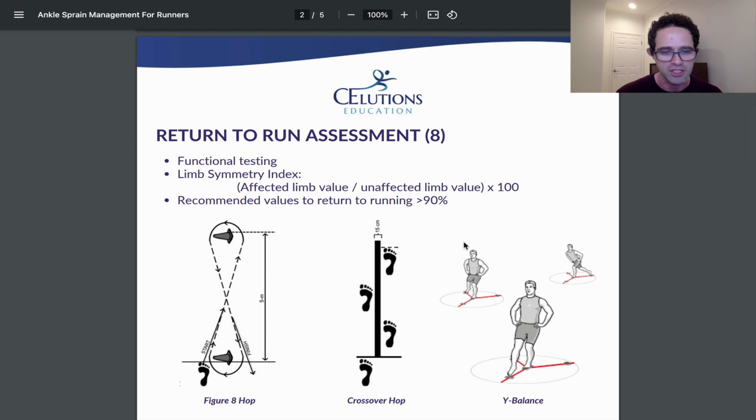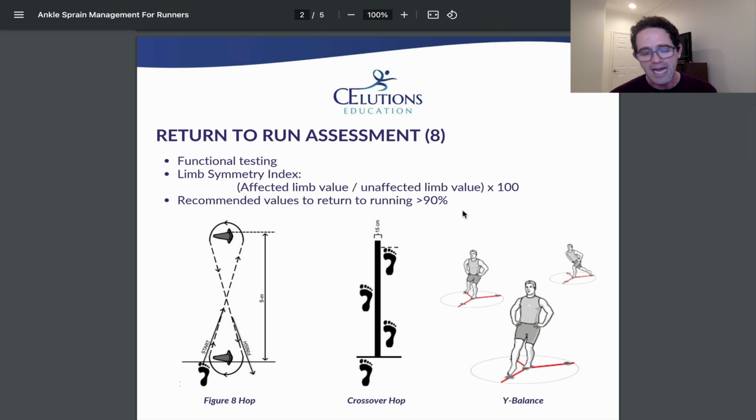Here's 3 that are really good for the ankle itself. So we have the figure 8 hop. The figure 8 hop is a really good way to assess ankle strength, not only because it's going to measure how fast you can go around these cones. So you start on the little start area down there on the bottom left. You're going to hop all the way around that cone, and then you're going to come back.